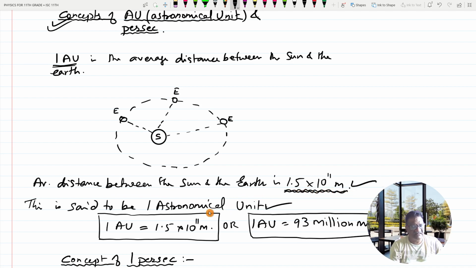Is that clear? So 1 astronomical unit or 1 AU is equal to 1.5 into 10 raised to 11 meter, or you can write 1 AU is equal to 93 million miles. In miles you can write it in this way. In meter you can write it in this way. So that was all about astronomical unit. So you know what is an astronomical unit. It is also a distance measuring unit and it is used for large distances. Now let us come to this concept of parsec.